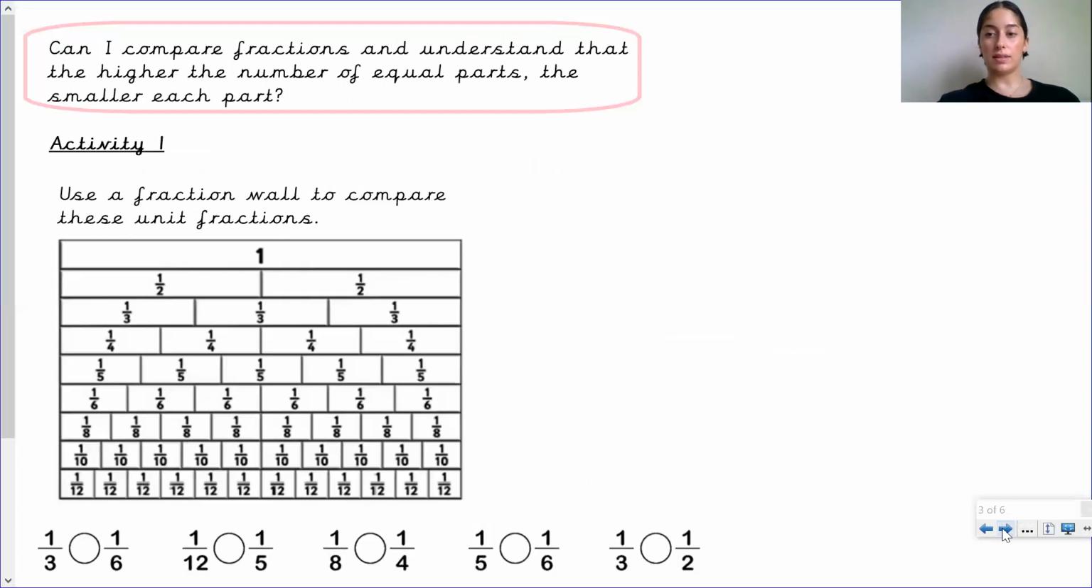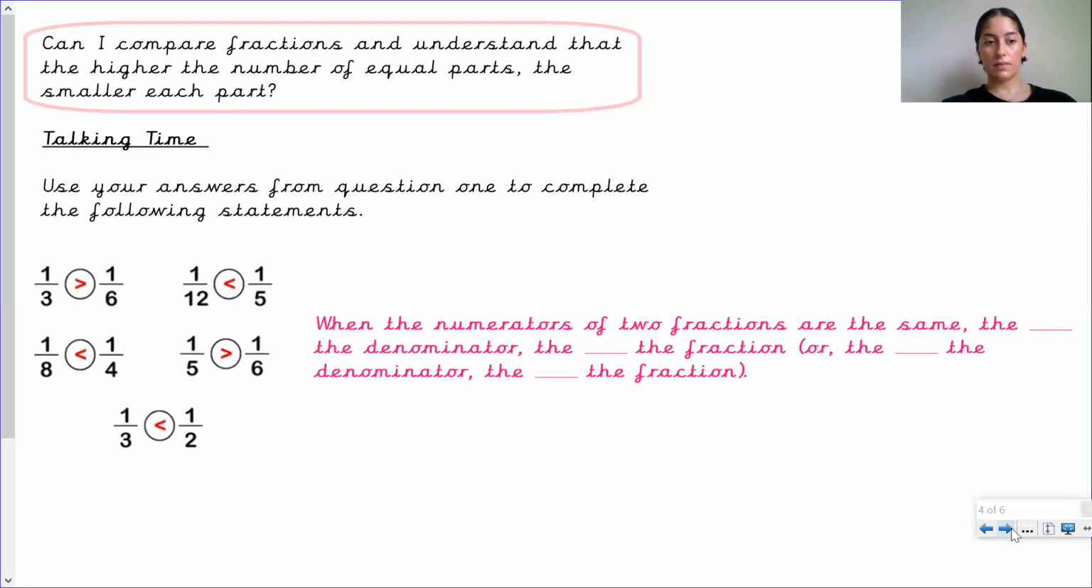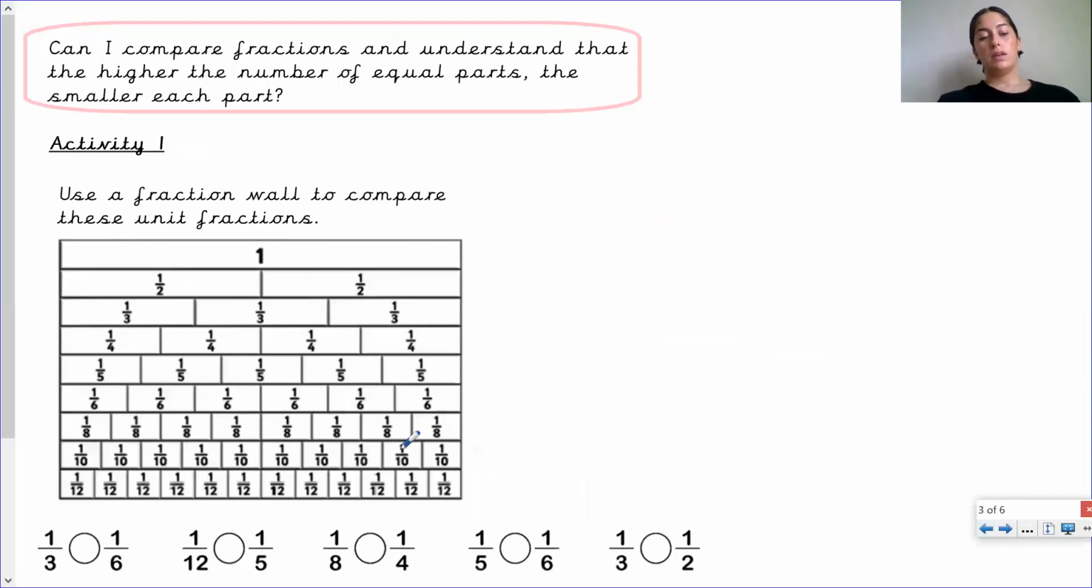This is your first activity to do by yourself. So pause the video and use this fraction rule to compare these unit fractions. Play the video when you're ready. Okay, now, so you've had a go at doing this by yourself now. Let's do a couple together.